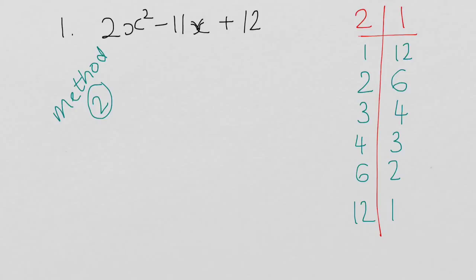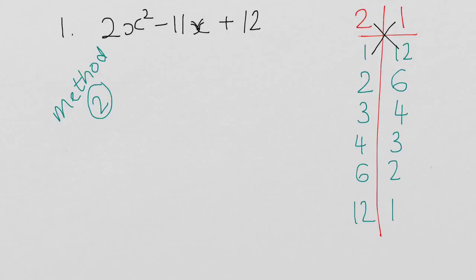Next step, we want to cross multiply. So we want to do 2 times 12 and 1 times 1 and add them together. So we have 2 times 12 is 24, add 1 times 1 is 1, so that's going to give us 25. That's no good. We are looking for 11, okay, from this bit here. So then try 2 times 6 is 12, plus 1 times 2 is 2. So that's no good either, that's still not going to give us 11.